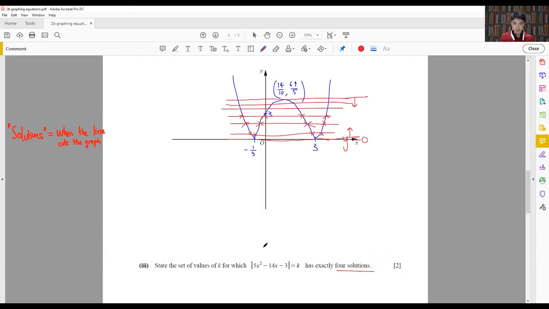Okay, so in this case, it's going to be an inequality, just like the question from before. k has got to be in between 0 and 64 over 5, which is 12 and 4 over 5. Okay? That would be the values that would have 4 solutions in this case here.